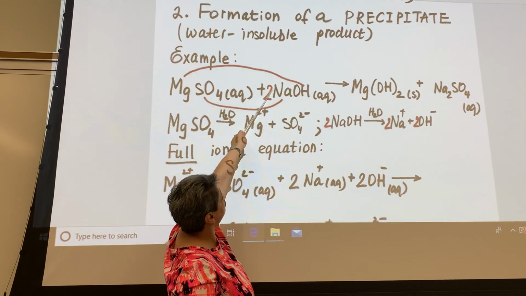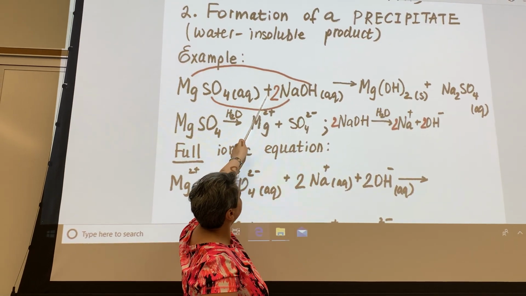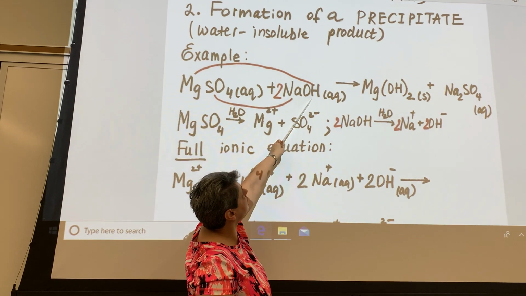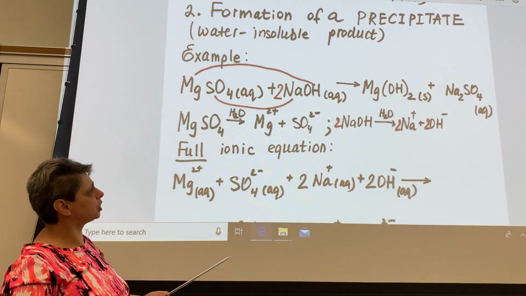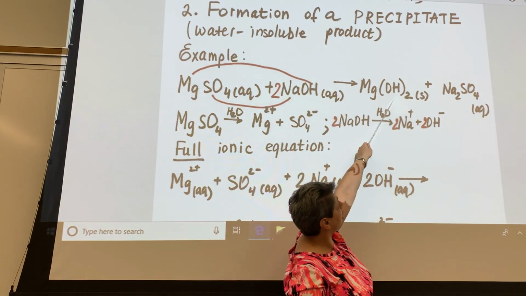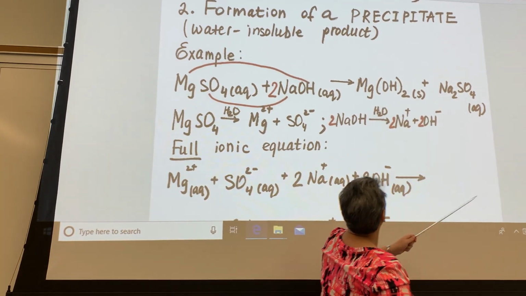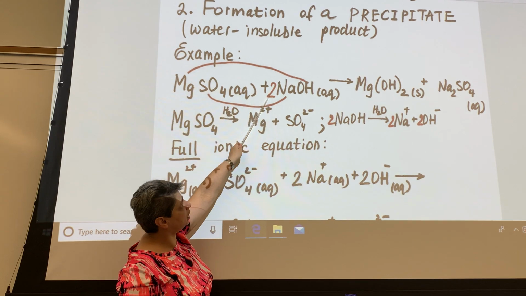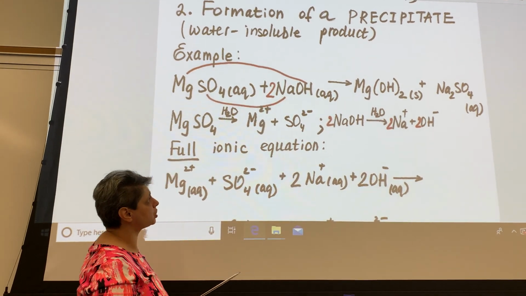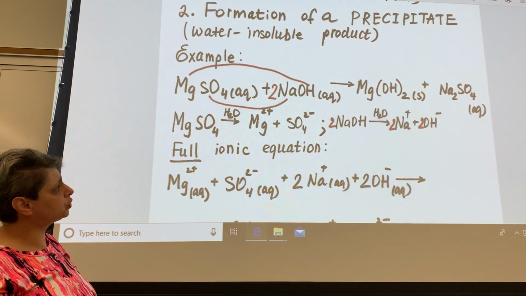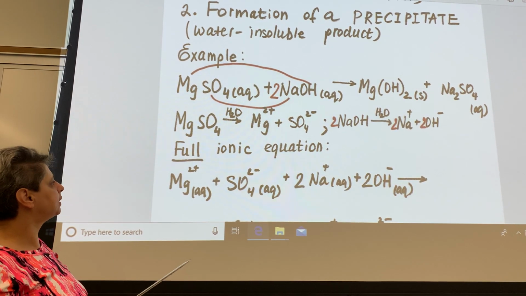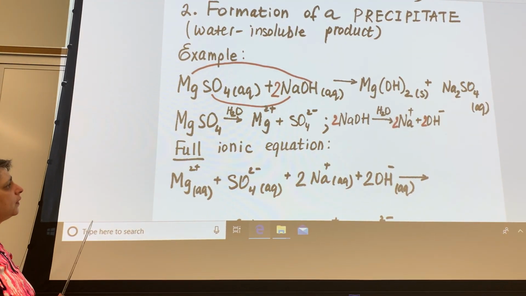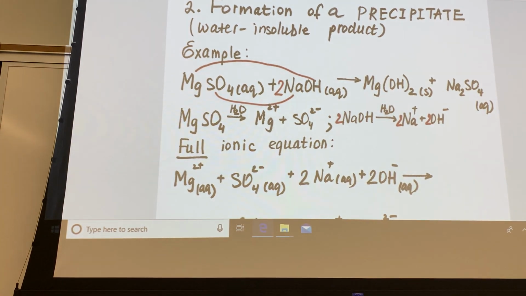Instead, what you do is you use what's called coefficients. Coefficients show how many units of each substance are participating in the reaction. Because I had 2 hydroxides and 2 sodiums here, I have to put 2 in front of NaOH in order to make sure my equation is balanced. And I have 2 sodiums on each side of the equation and 2 hydroxides. So how do we then write a full ionic equation?